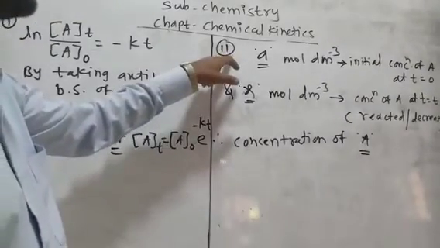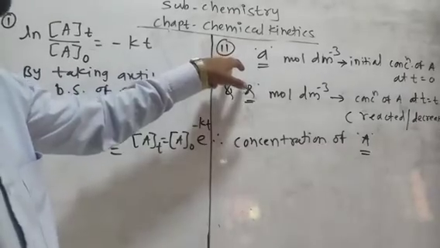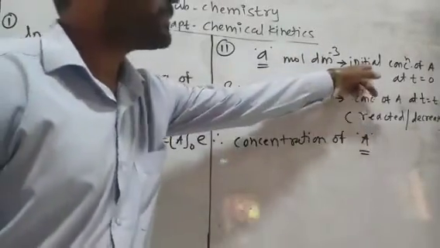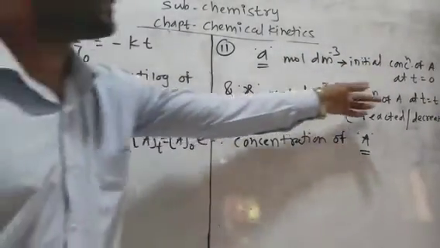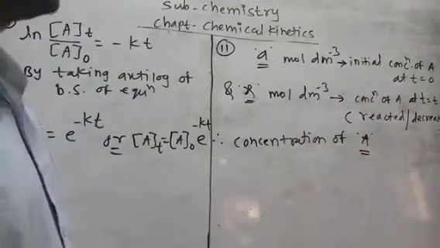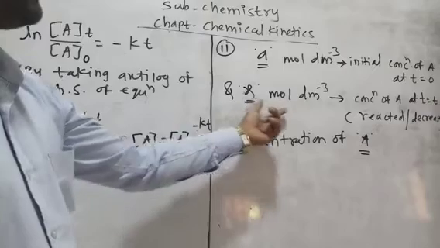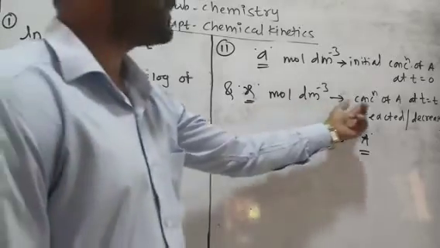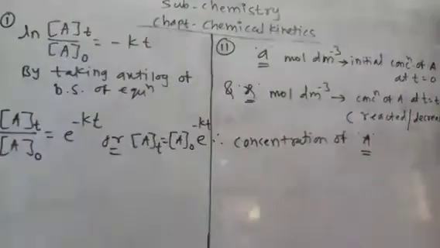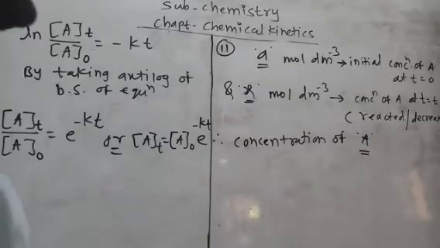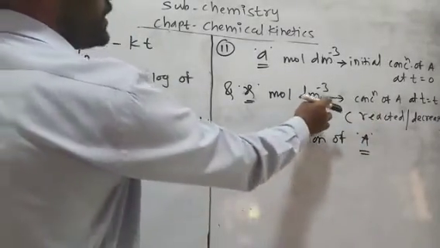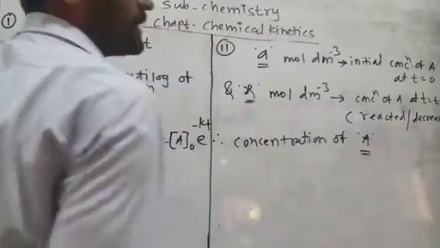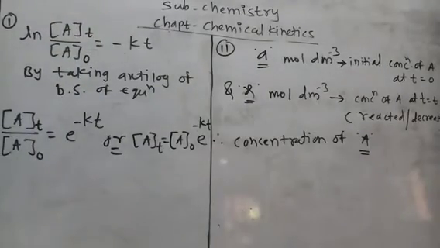The second form of writing the rate law for the first order reaction is when we consider a mole per dm cube as the initial concentration of A, that is the concentration of A at time 0, or at initial time t is equal to 0, and x mole per dm cube. Consider that x is the concentration of A at t is equal to t, or at time t. Which type of concentration is it? It is the unreacted or decreased concentration when the reaction is carried out.